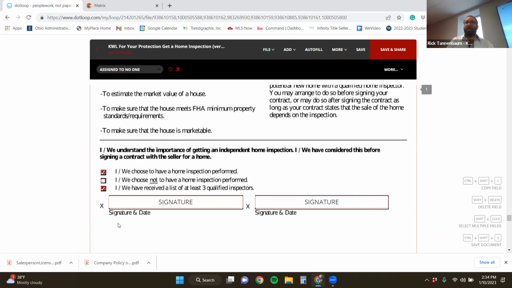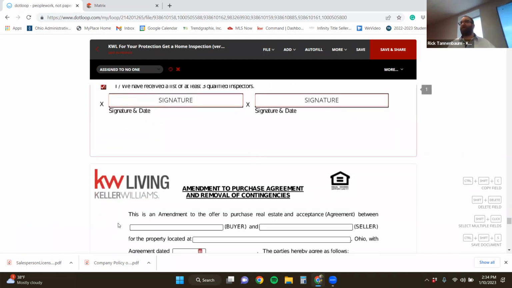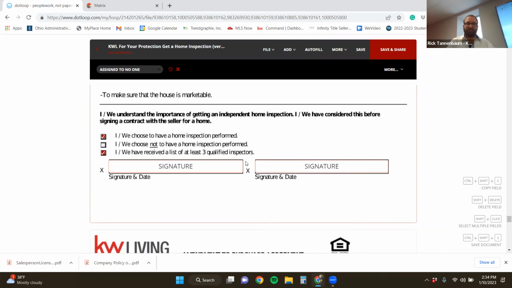What I've done, by the way, is I have my own form on a Word document that I saved as a PDF, and I've uploaded it into my loop. So the next page in my contracts will be a list of my 3 inspectors with names, Ohio inspector license numbers, and their phone numbers. So when they're signing this and it says I've received at least 3 qualified inspectors, the very next page is the list of 3 qualified inspectors.